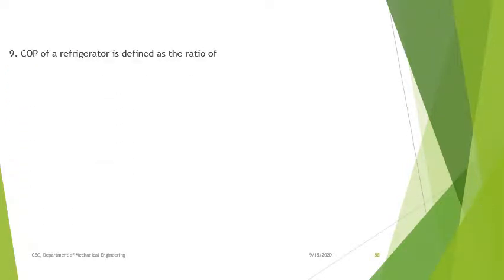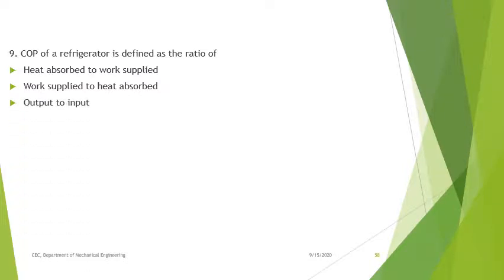Ninth question: COP of a refrigerator, where COP means coefficient of performance, is defined as the ratio of: heat absorbed to work supplied, heat absorbed to output to input, or input to output. The answer for this one is heat absorbed to work supplied.